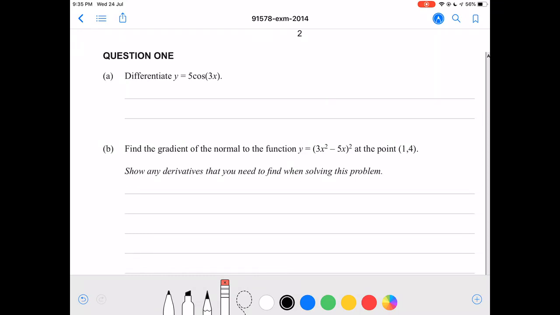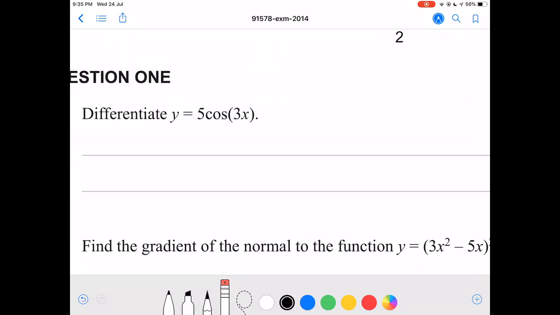All right, question 1: differentiate y equals 5 cos of 3x. In this question, we need to use the chain rule. The chain rule states that we need to differentiate the outer function and multiply that with the derivative of the inner function, and then multiply it by the inner function. What I mean here is we're going to differentiate this one piece at a time.